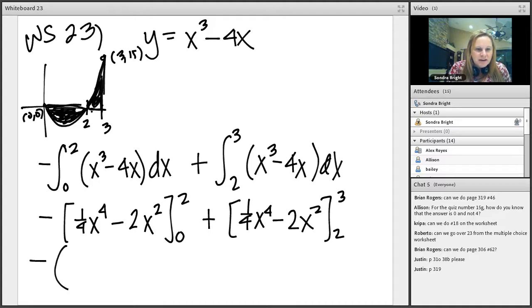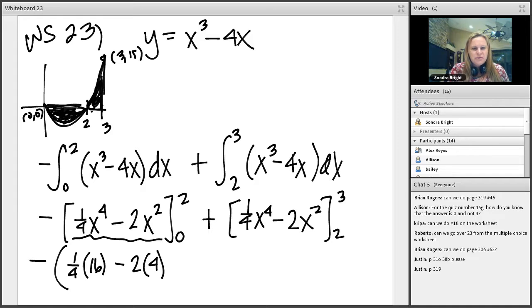Now you'll see in a minute, when I go to do this, that when I evaluate this from 0 to 2, it'll be a negative. So I get 1/4 times 2 to the 4th, which is 16, minus 2 times 2 squared, which is 4. And then when you plug in a 0, both of those end up being 0. So this ends up being a negative 4 minus 8. See how that area underneath there is a negative 4? It's because it's below the x-axis.